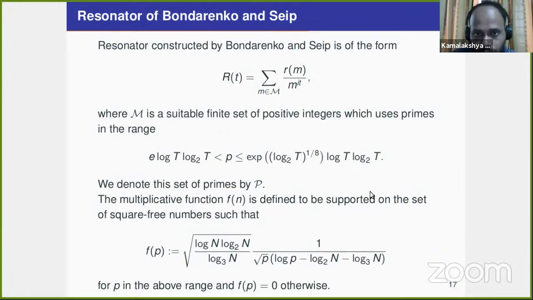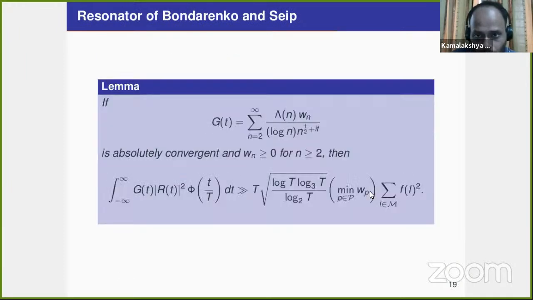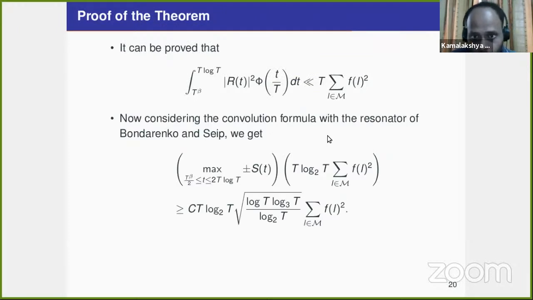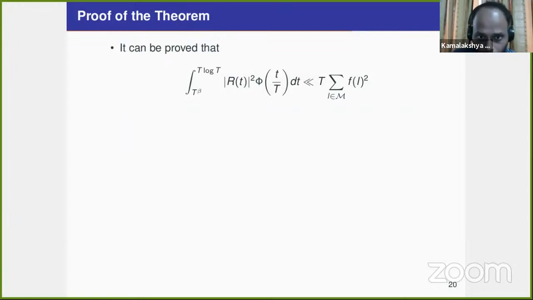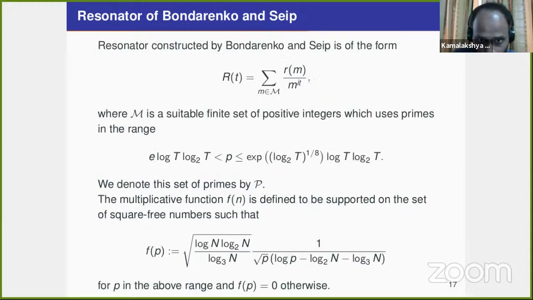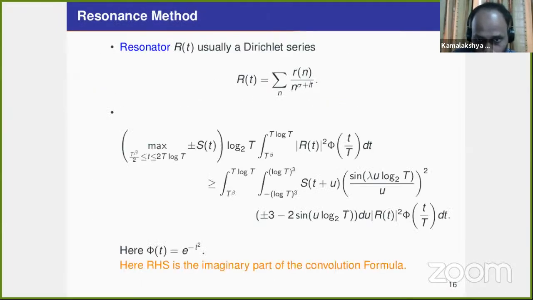Okay, so where we are, we have such an upper bound. Now we want to calculate the other side. Why can we use the convolution formula? Note that this term on the right hand side, we can get by taking the imaginary part of our convolution formula.